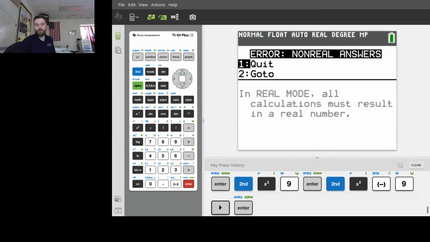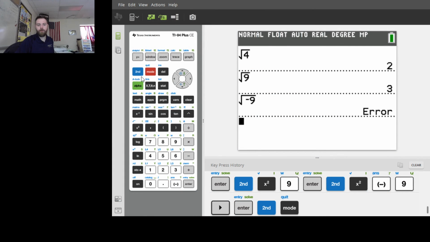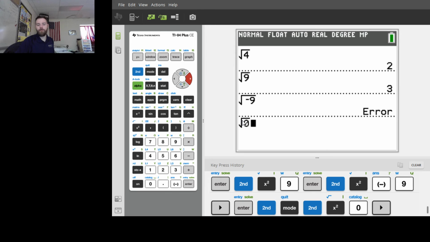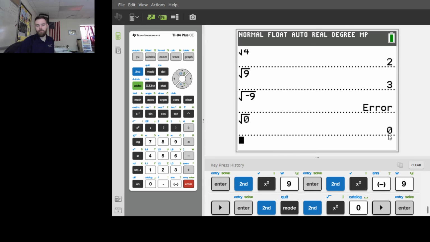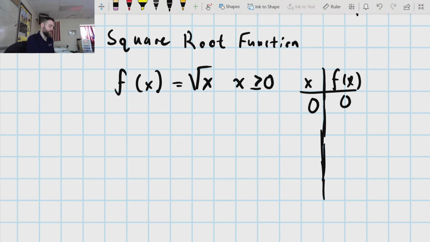Now remember, the square root of 0 is asking a question. You're asking the question, what number squared equals 0? Well, the number that is multiplied by itself to equal 0 is 0. 0 times 0 is 0. So that's uninteresting, but I get the same output. And then we're going to move on to 1.